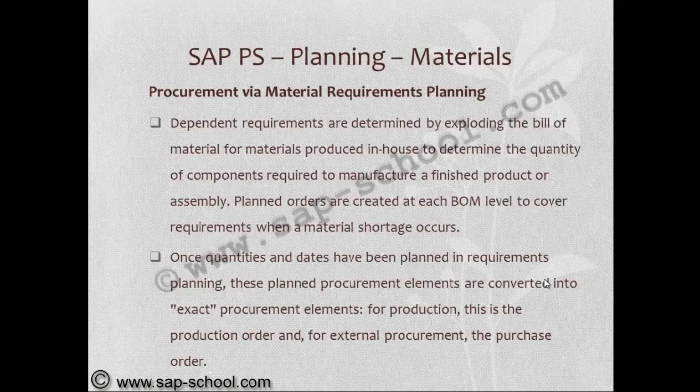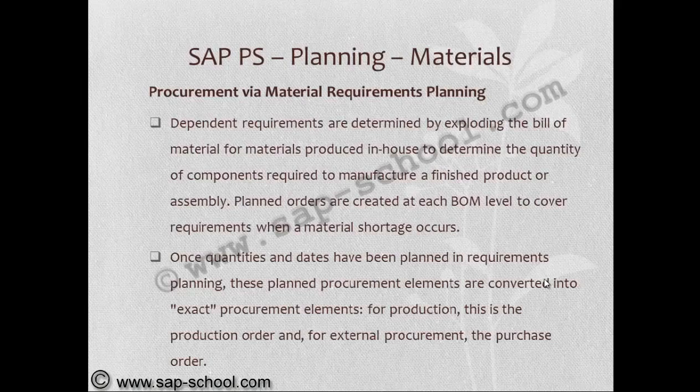Dependent requirements are determined by exploding the bill of material for materials produced in-house to determine the quantity of components required to manufacture a finished product or assembly. Planned orders are created at each BOM level to cover requirements when a material shortage occurs. Once quantities and dates have been planned in requirements planning, these planned procurement elements are converted into exact procurement elements. For production, this is the production order, and for external procurement, the purchase order.